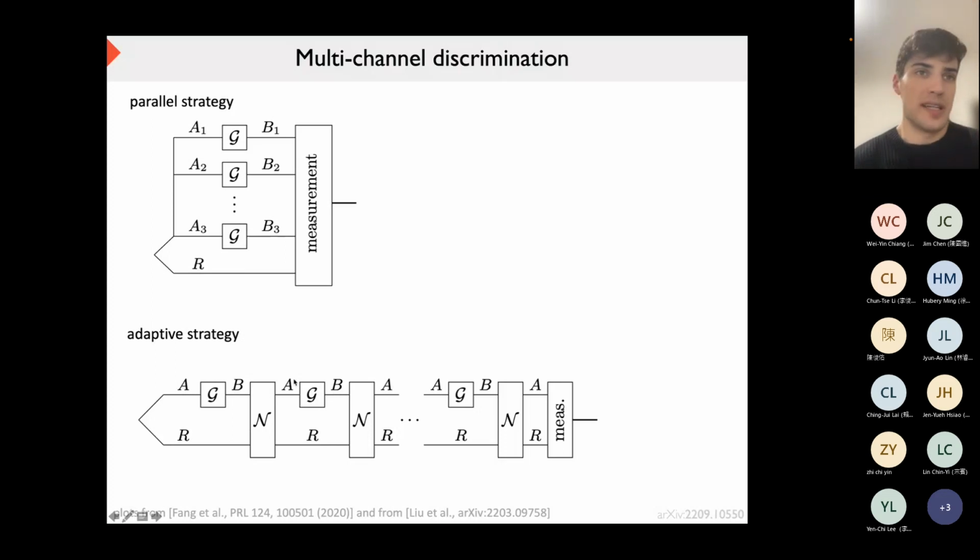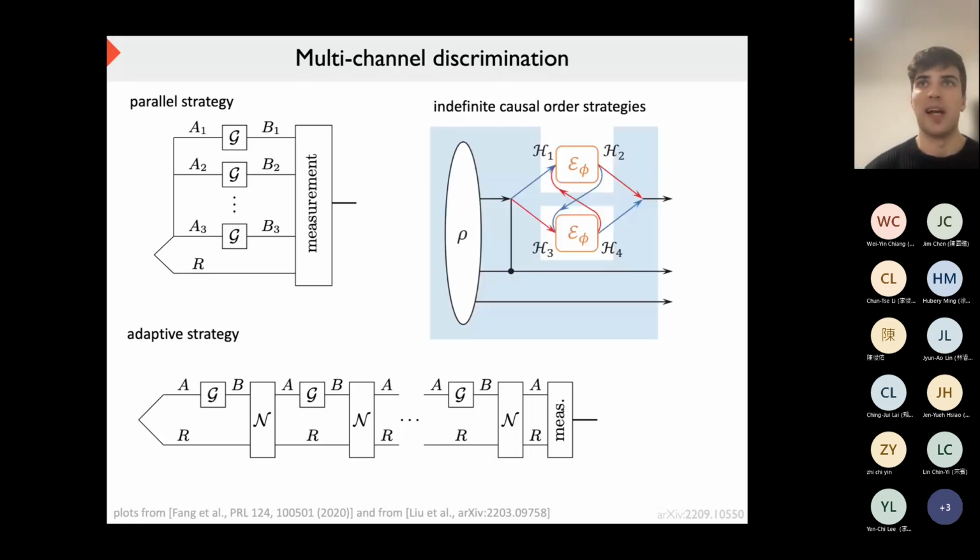And it's known that these adaptive strategies usually can do better than parallel ones. Not always, but in many cases they can do better. So it is always necessary to characterize also these adaptive strategies. However, even these ones are not the most general strategies, because, for example, it is known that we can use phenomena such as indefinite causal order.